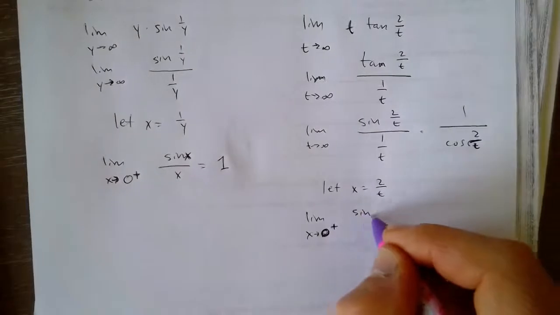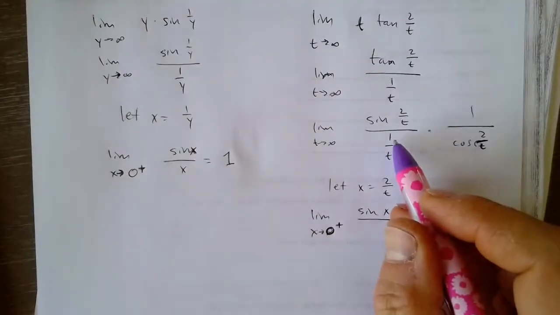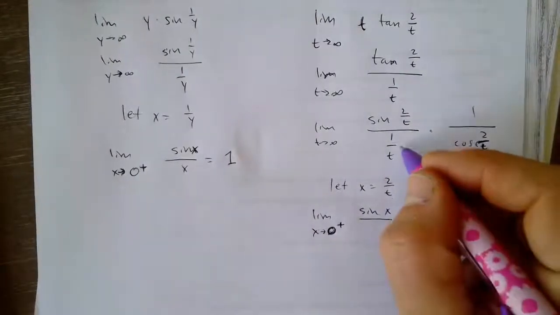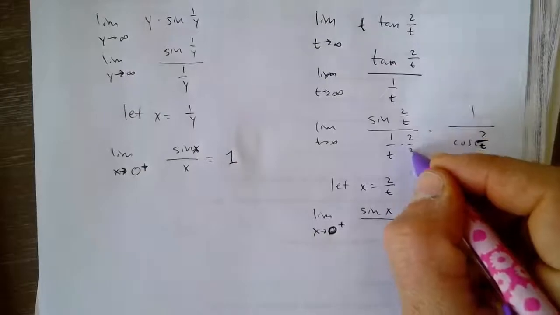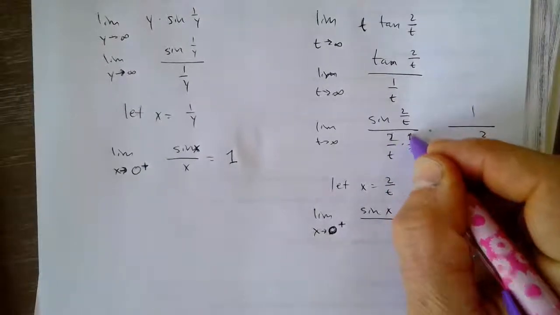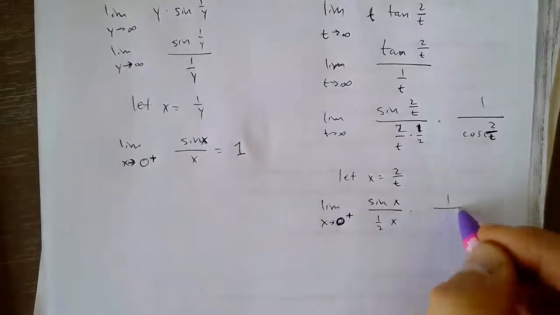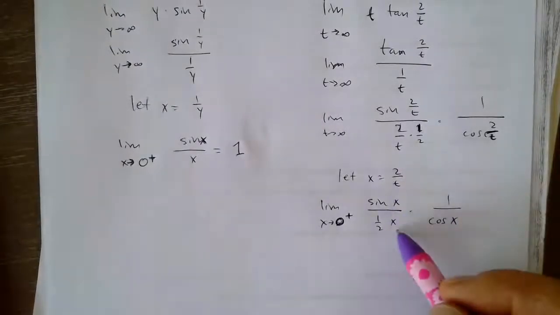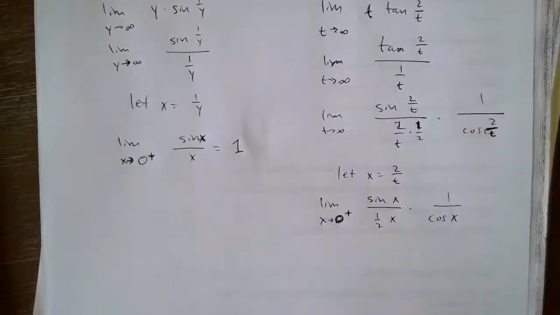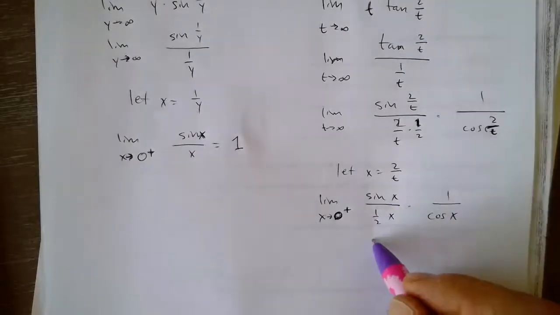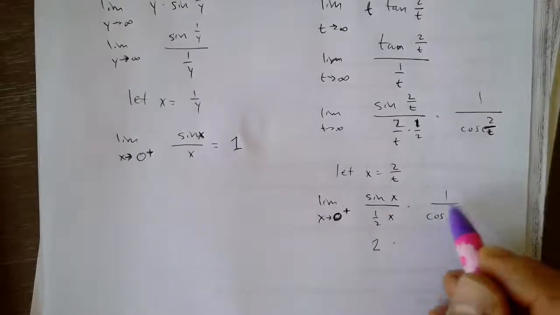Now remember, this was 1 over t, not 2 over t. So that basically means that if we wanted it to be 2 over t, I have to multiply by 2 over 2. So that means I'm just going to have 1/2 of x, and 1 over cosine of x over here. Since x was 2 over t and this was just 1 over t, I just have to basically cut that in half to make that equivalent. Well, this right here is going to evaluate to 1 over 1/2, or 2, when I evaluate my limit, and this is going to evaluate to 1, so my overall limit is 2.